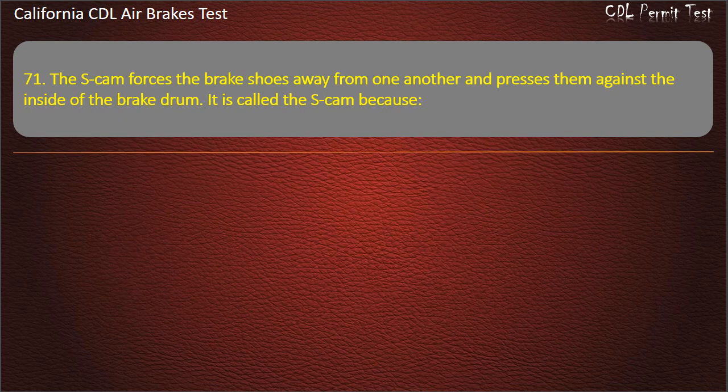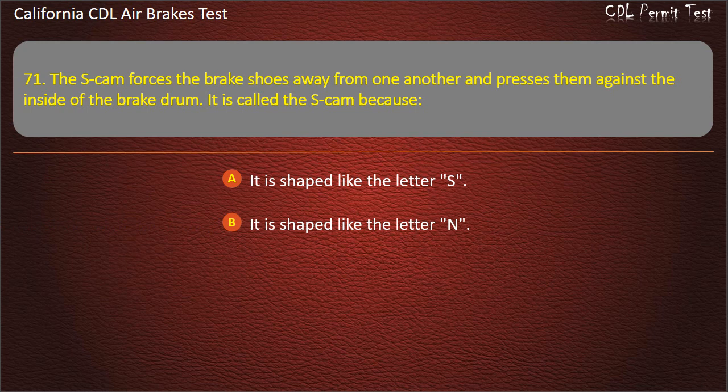Question 71. The S-cam forces the brake shoes away from one another and presses them against the inside of the brake drum. It is called the S-cam because it is shaped like the letter S. It is shaped like the letter N. It is shaped like the letter Z. Answer: it is shaped like the letter S.